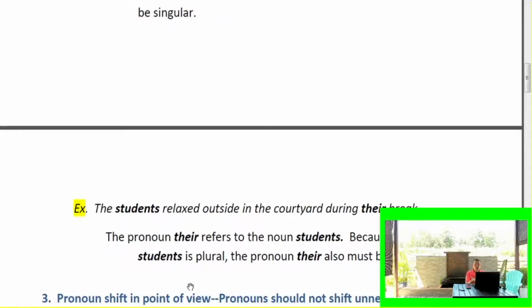Example number 2. The students relaxed outside in the courtyard during their break. So the pronoun their refers to the noun students. Students is many, okay, plural. Then we have to use their to refer to the students. Because the word students is plural, the pronoun their also must be plural. So you cannot use his or her in this sentence.